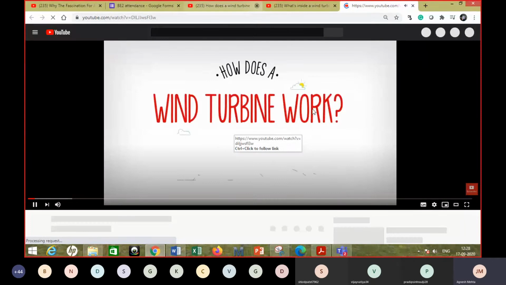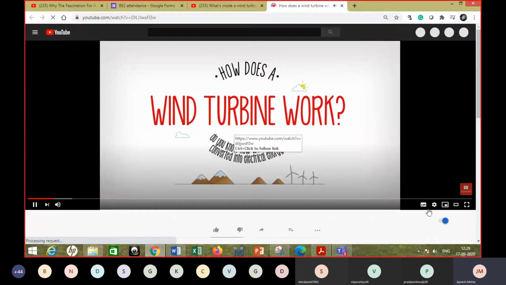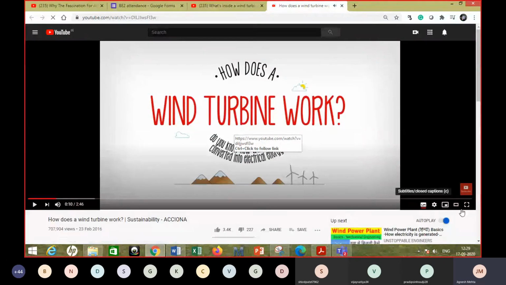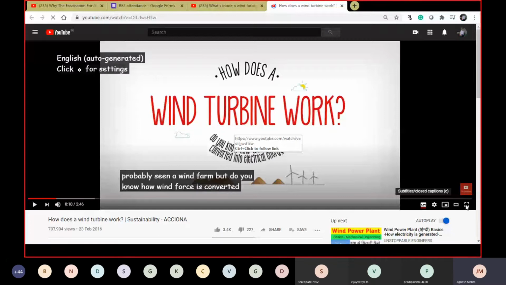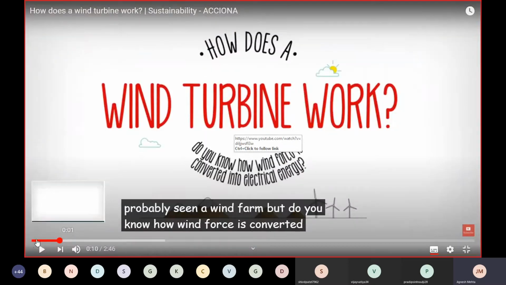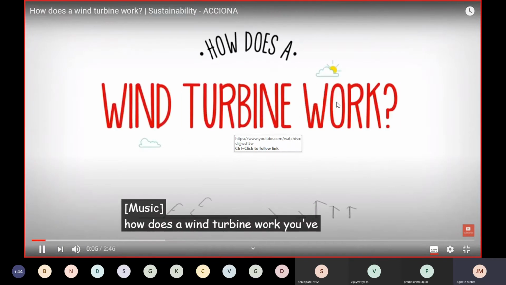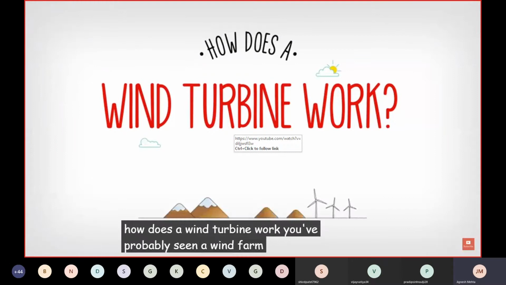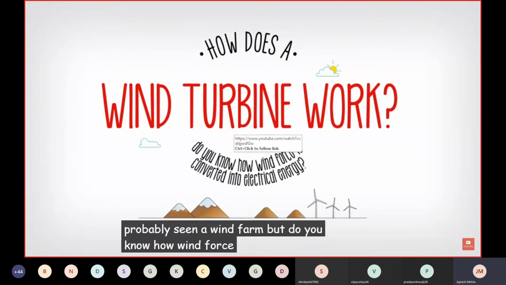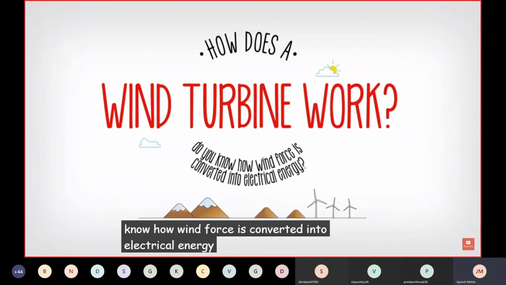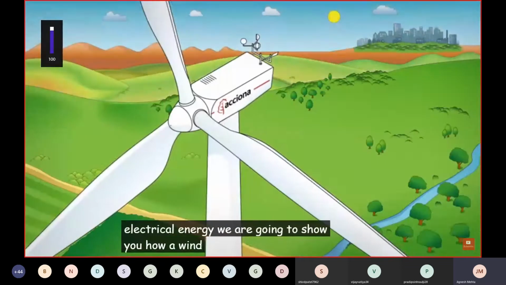How does a wind turbine work? You've probably seen a wind farm, but do you know how wind force is converted? How does a wind turbine work? You've probably seen a wind farm, but do you know how wind force is converted into electrical energy? We are going to show you how a wind turbine works.